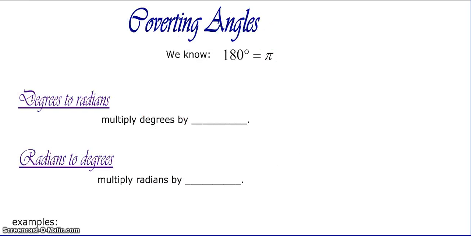So how do I convert from degrees to radians? I multiply the degrees by pi over 180. And to go from radians to degrees, I multiply the radians by 180 over pi.